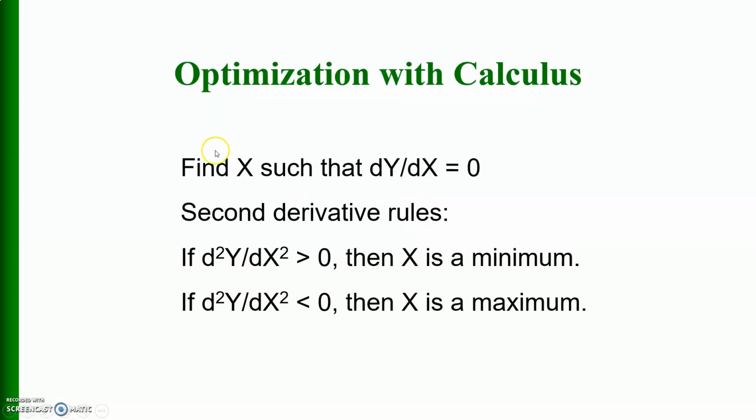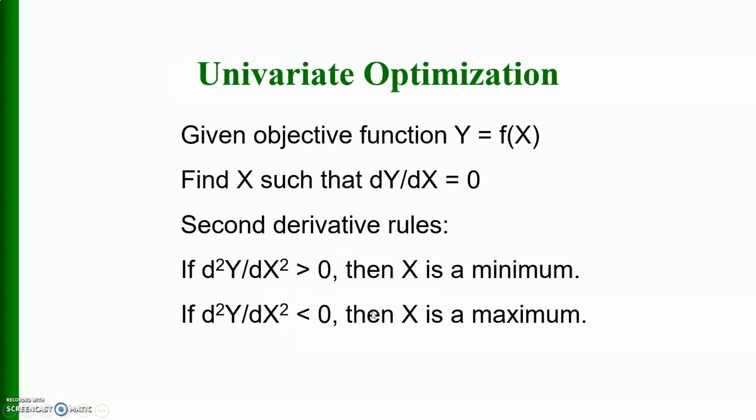Optimization with the calculus. Find x such that dy over dx is 0. And second derivative rules. If d square y over dx square is greater than 0, then we have a minimum. If d square y over dx square is less than 0, then x is a maximum. Univariate optimization. Given the objective function y is a function of x, find x such that dy over dx is equal to 0. And the second derivative rule is that if the second derivative of y with respect to x is greater than 0, then x is a minimum. If this is less than 0, then we have a maximum.